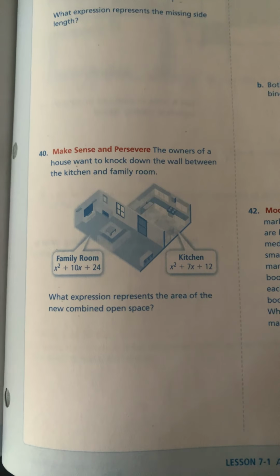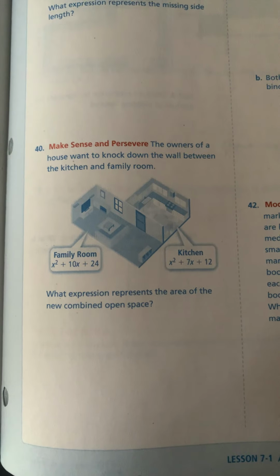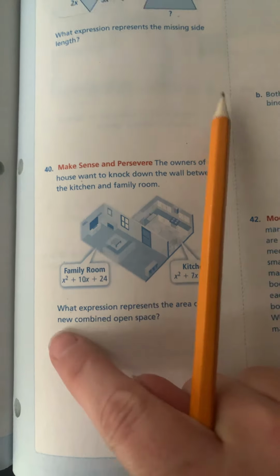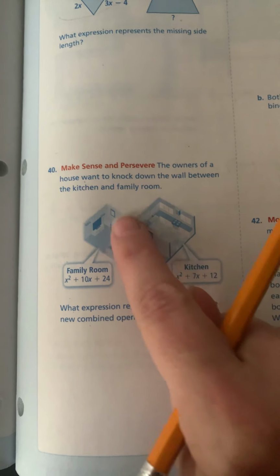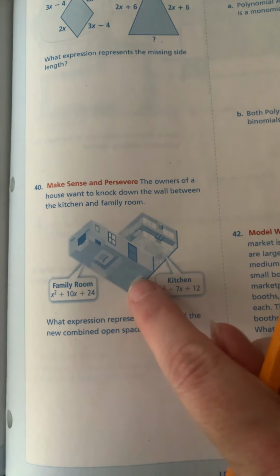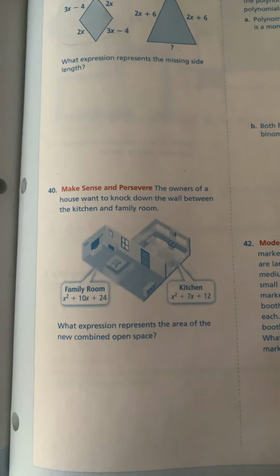And I think you had to do this one too. What expression represents the area of the new combined open space? So they're knocking down the wall between the kitchen and the family room. So we want to see what the total area is. So we're just going to add those together. I'm pretty sure that was it for this lesson.